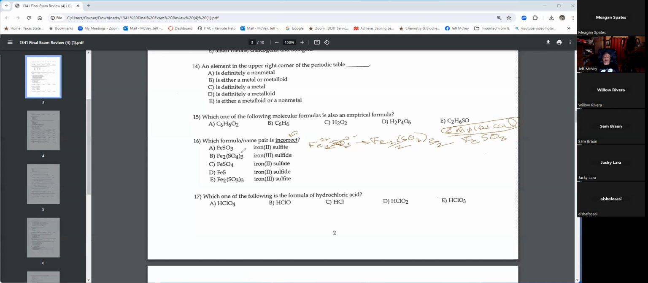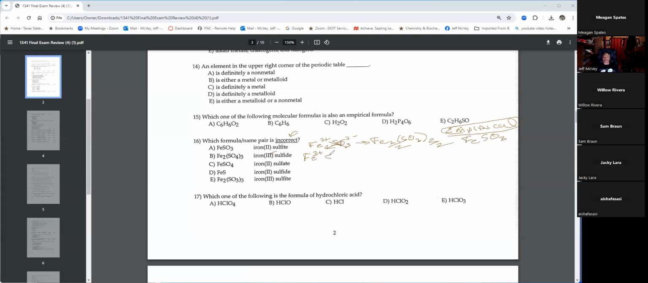I don't even need to look at that formula. Let's just do iron 3 sulfide. So it's going to be iron 3, which means it's got a +3 charge. That's what that 3 in Roman numerals means. It means that's the charge on iron.